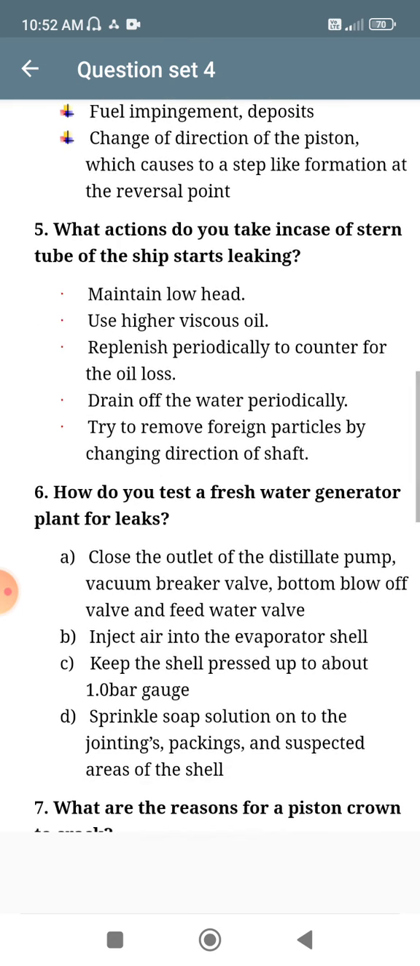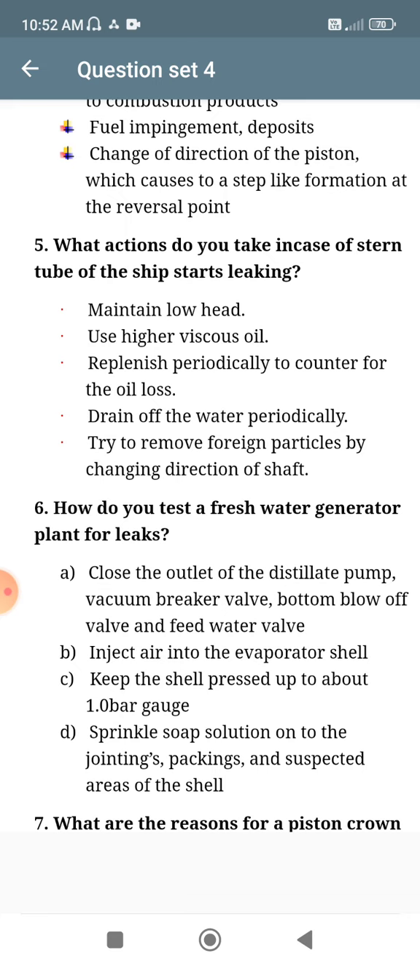So what action do you take in case the stern tube of the ship starts leaking? What will be the action when the stern tube of the ship starts leaking? We will maintain low head, use higher viscous oil, replenish periodically to counter the oil loss, drain off the water periodically, and try to remove foreign particles by changing the direction of shaft.